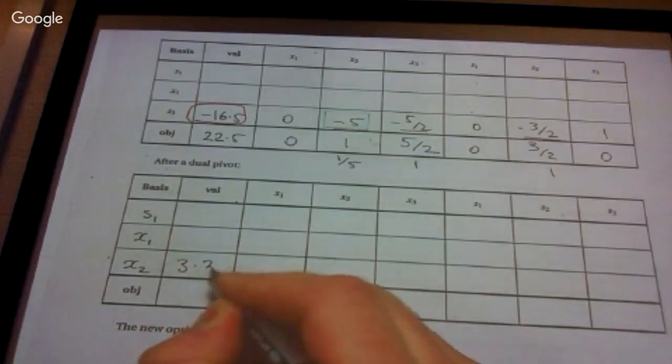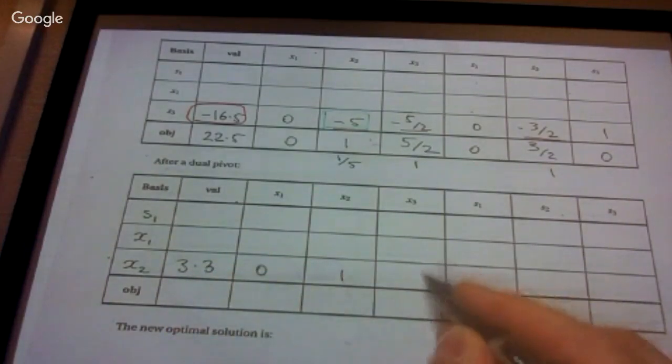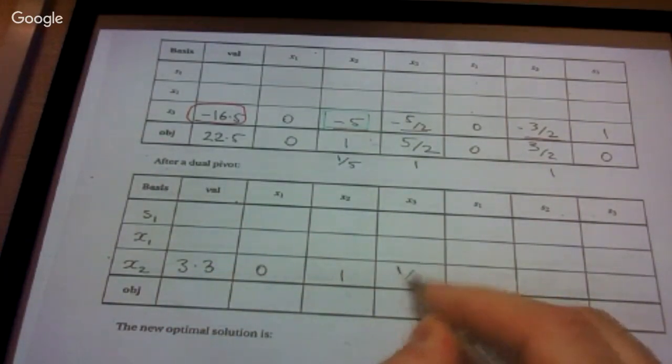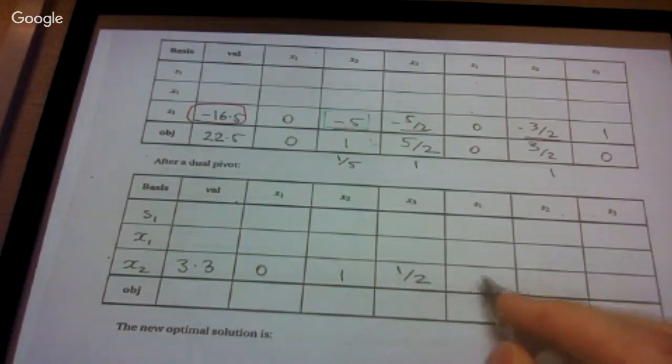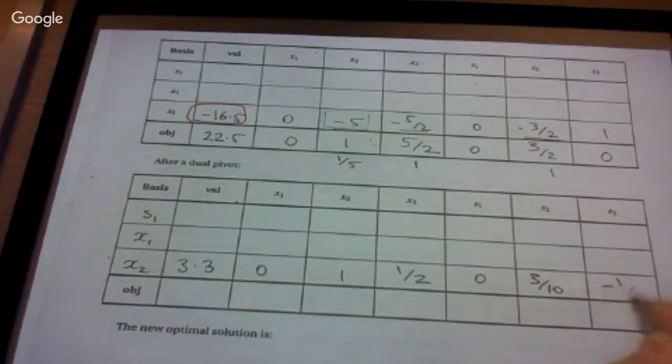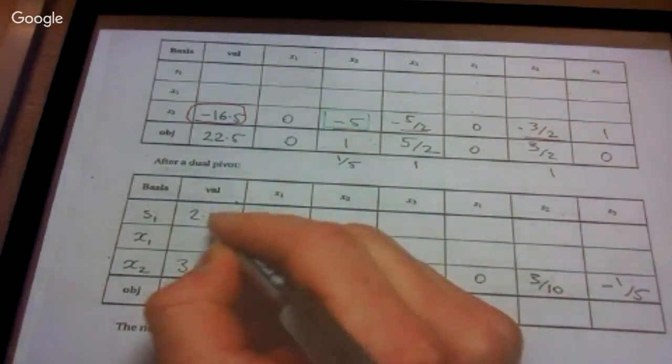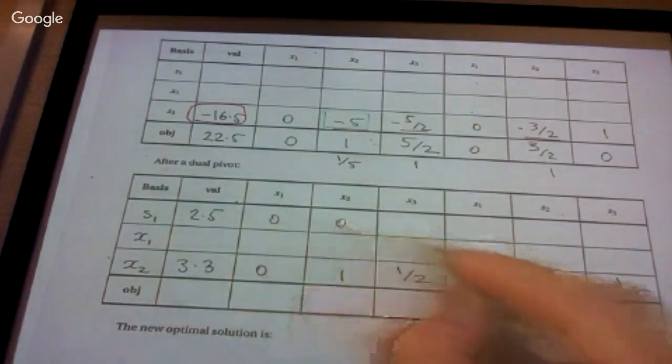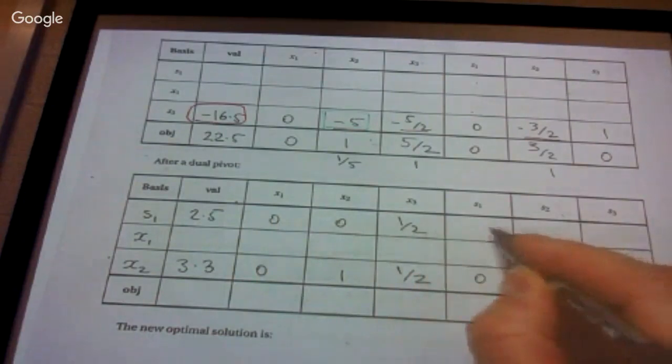And what I get looks like this: 3, 0, 1, 1/2, 0, 3 over 10, minus 1/5. That's the new pivot row, just divided by minus 5. And the rest I'm just going to write. It's the usual pivot step.